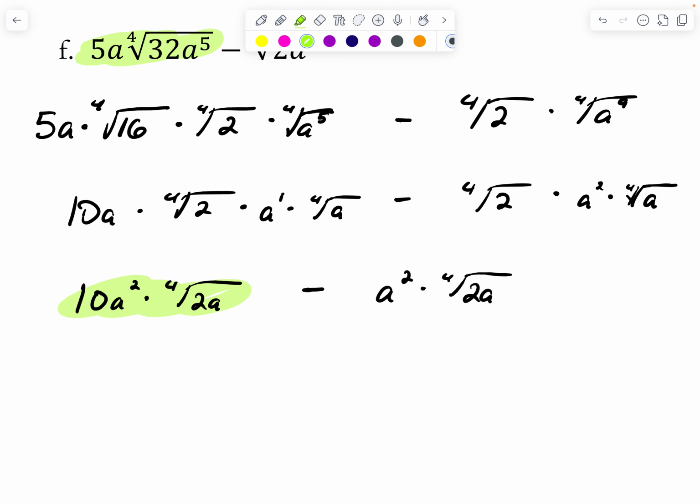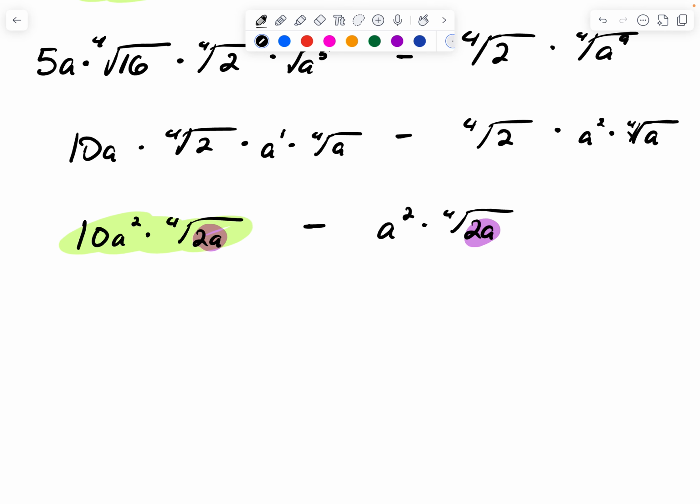And this is important because if you look inside the 4th root, they have the same radicand, so you can actually subtract the stuff in front. So 10a squared minus 1a squared is 9a squared times the 4th root of 2a. So that is the answer to letter F.